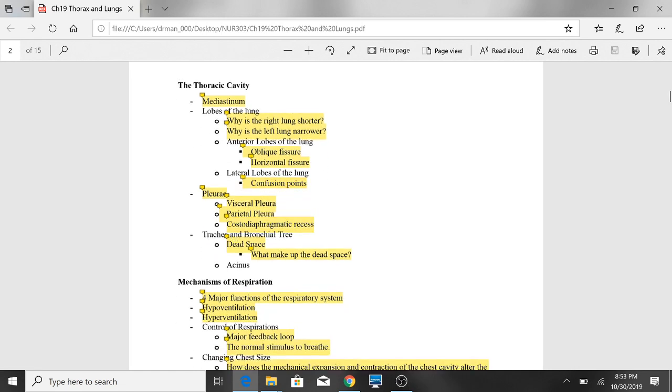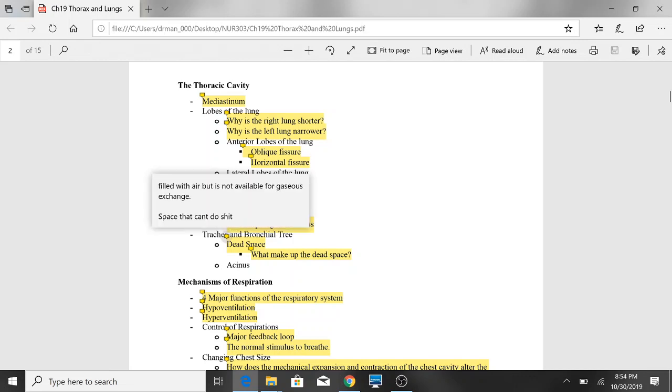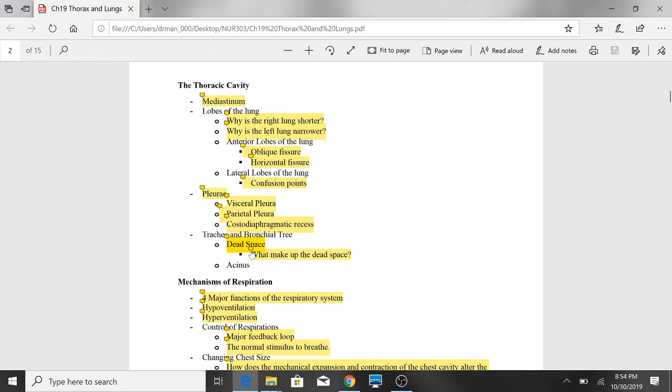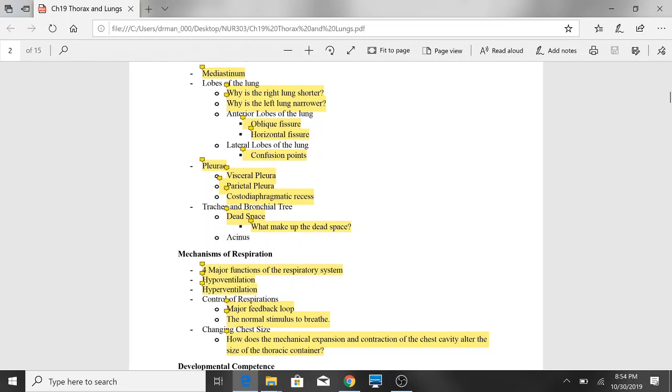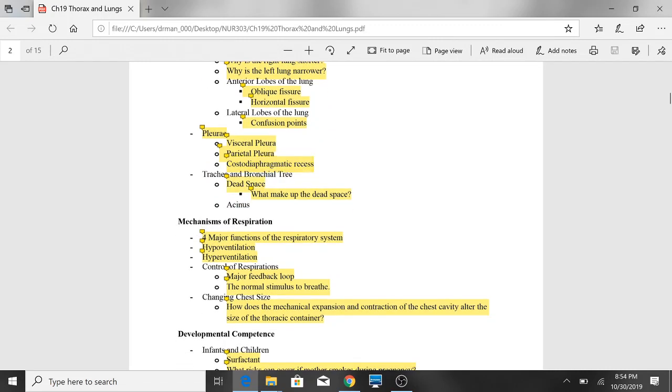And you got trachea and bronchial trees. You got dead space. It's basically air is in here, but it doesn't do any gaseous exchange. And what makes up the dead space is the bronchi and trachea. Easy. And you got essentially like a respiratory functional unit. Not too bad. You got 4 functions of the respiratory system: maintain homeostasis, heat transfer, bring in O2, and get rid of CO2. Pretty easy.